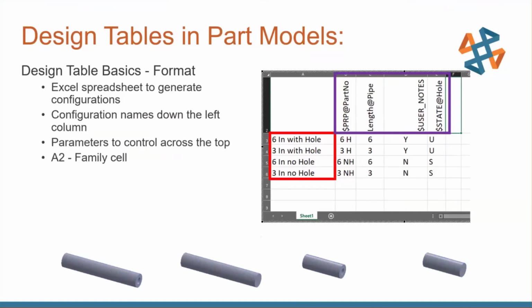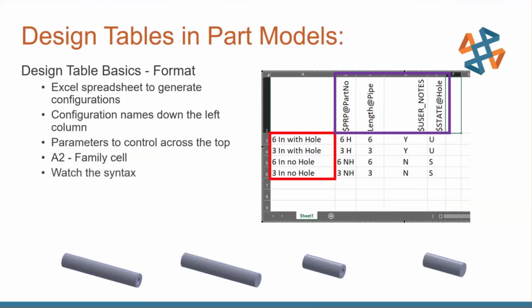Now to put it all together is cell A2. Notice it's blank, and that's a very important cell. It's called the family cell. Technically, the family cell can be anywhere in the design table, but I'll use A2 as the default example here. All the cells below A2, those are configuration names. All the cells to the right of A2 are all the parameters that we need to control. So that's simply how the software interprets the Excel-based information.